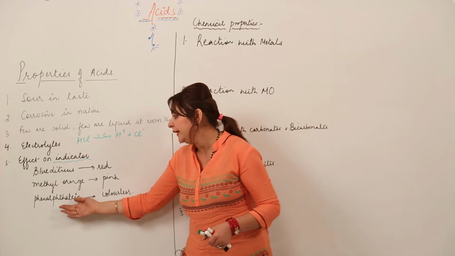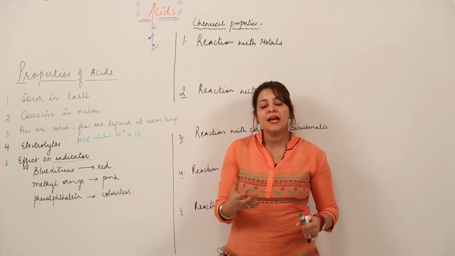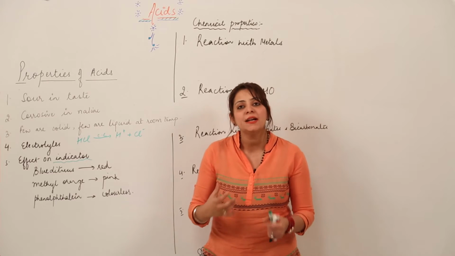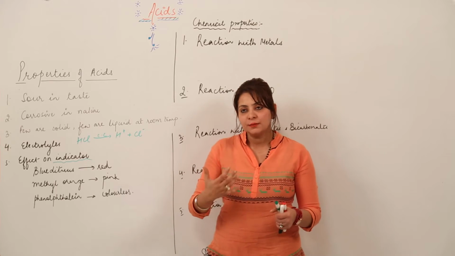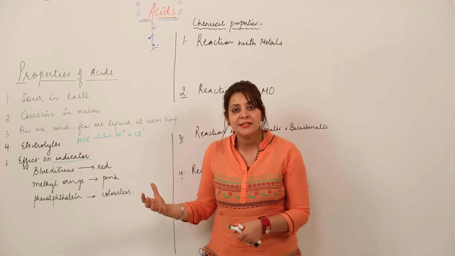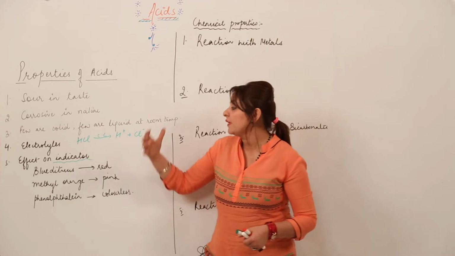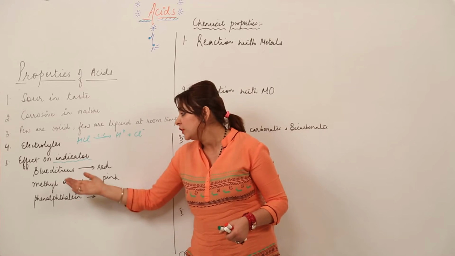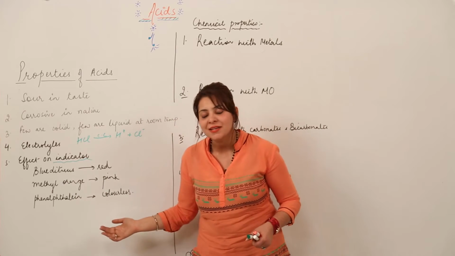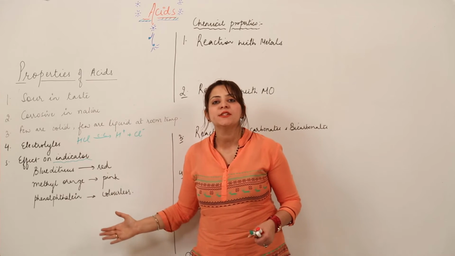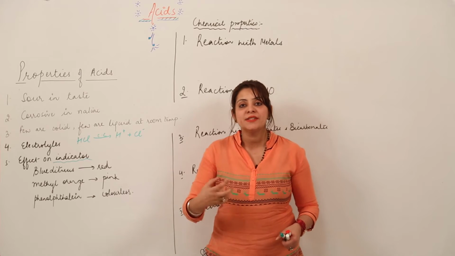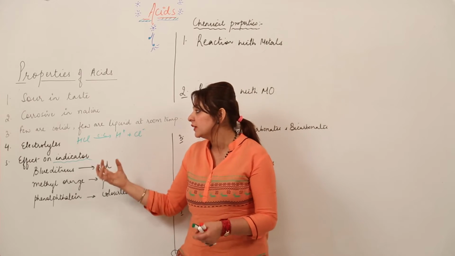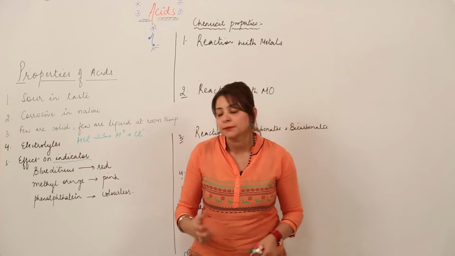Next, we have phenolphthalein. When acid is added to it, it remains colorless, and when a base is added, it turns pink. But we are not concerned here with bases, so you need to remember the effect of acid on phenolphthalein: it makes it colorless. So these are the physical properties of an acid, which we can observe by looking at them, by adding certain things, or by passing an electric current.